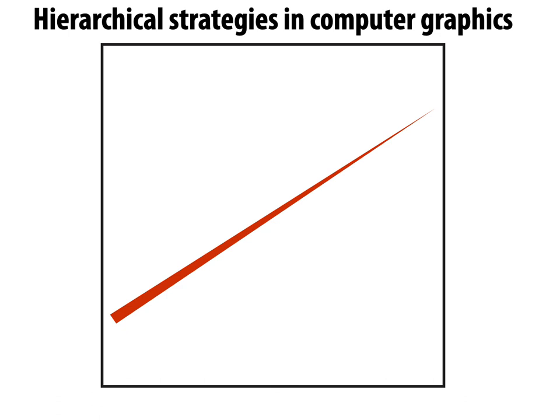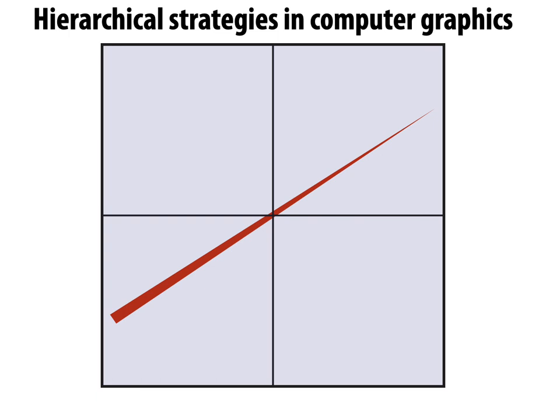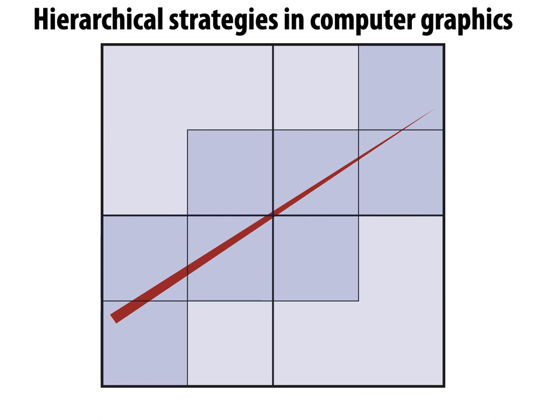Okay, but let's say I find that it is on the screen. Then I can check whether the triangle intersects these four big boxes. Okay, and for each of them, if it does intersect the box, then I'll split that box into four smaller boxes, and I'll check if each of those four smaller boxes intersects the triangle. Okay, and I've skipped a lot of empty space already.